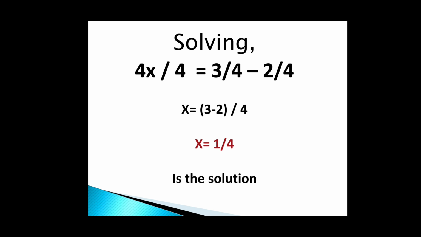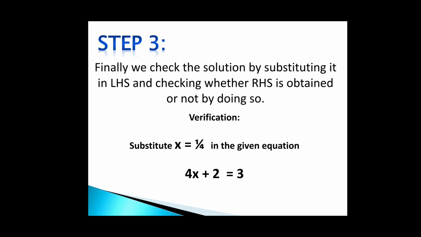The next step is, finally we check the solution by substituting it in LHS and checking whether RHS is obtained. I got my solution, x is equal to 1 by 4, in the previous step. How do I know if it is correct? I have to verify it. So verification: substitute x is equal to 1 by 4 in the given equation. The given equation was 4x plus 2 is equal to 3. Now instead of x, I will substitute 1 by 4 and check if LHS is equal to RHS. If LHS is equal to RHS, then my solution is verified.